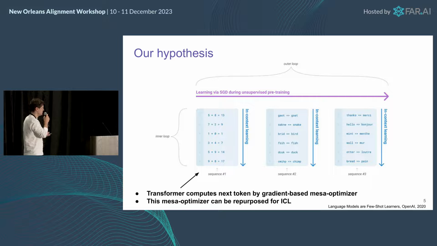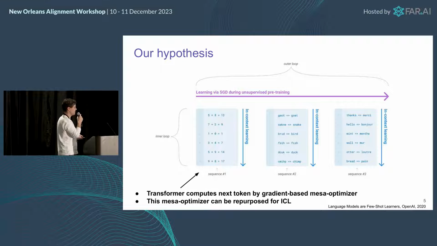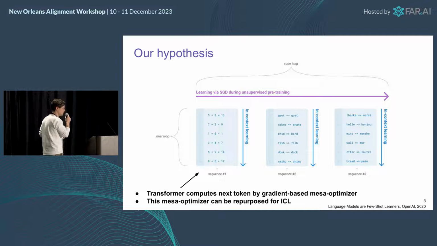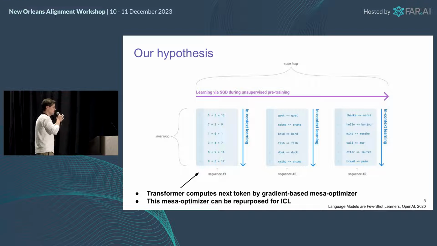Just to jump directly to the hypothesis, we think that next token prediction is actually a gradient-based mesa-optimizer that is implemented in the transformer architecture. And because there is this nice optimizer in the architecture, you can actually repurpose this for super cool things, for example, in context learning or potentially chain of thought, other things.